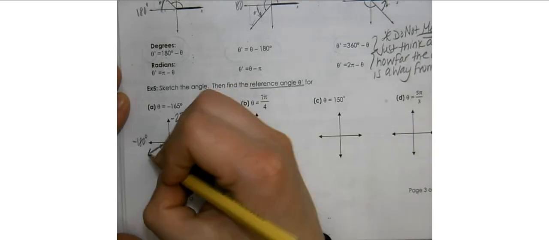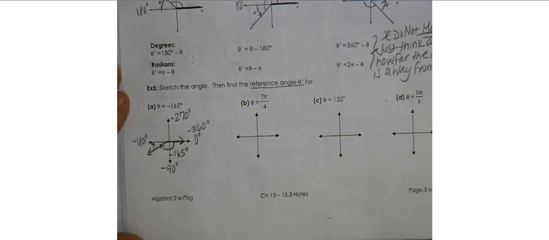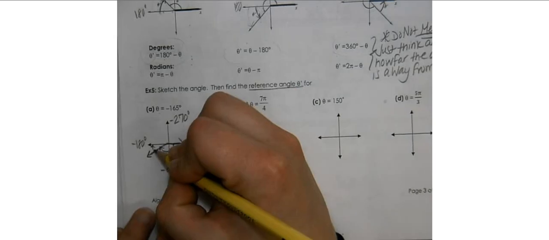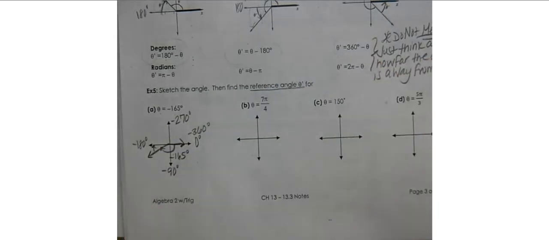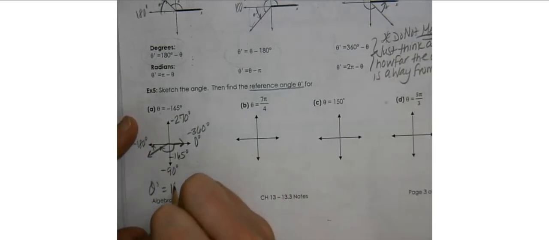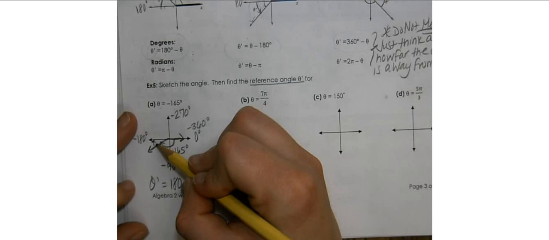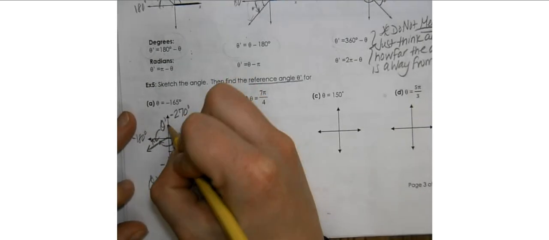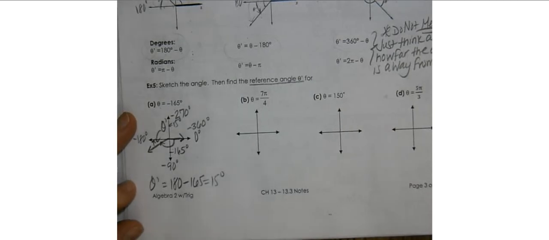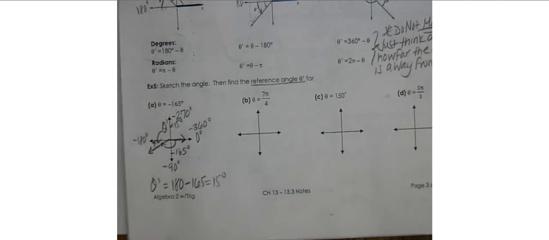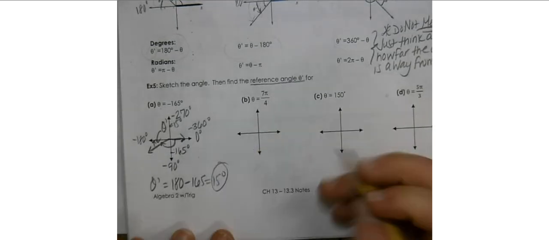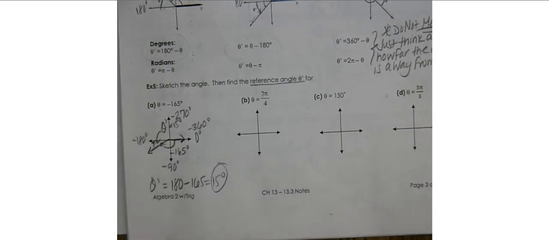So we're asking ourselves, how many more degrees do you have to travel before you reach the x-axis? Well, you have to ask yourself, okay, how many more would I need to travel? So we would take 180 and subtract away 165, and what we're left with is 15 degrees. So if we were to travel 15 degrees more, we would end up at our x-axis. That's how many more degrees we are going to travel before we reach the x-axis. So our reference angle in this case is 15 degrees.